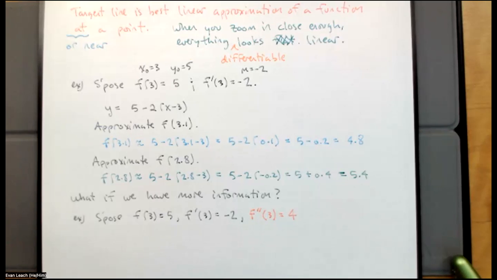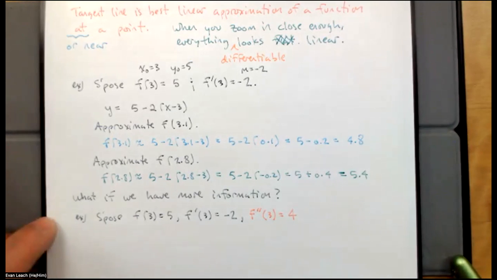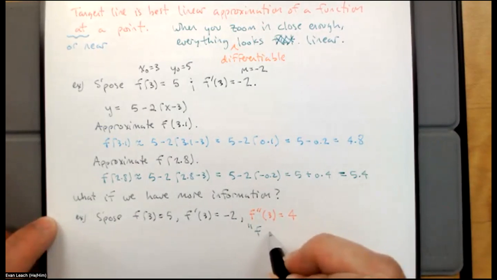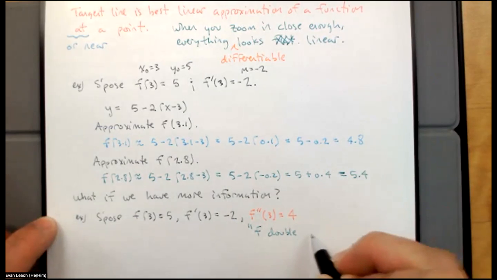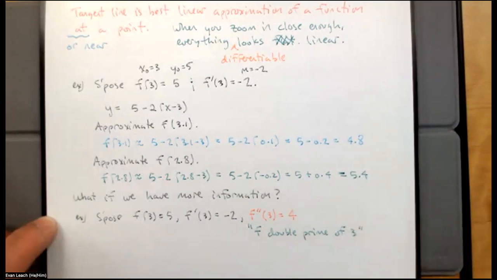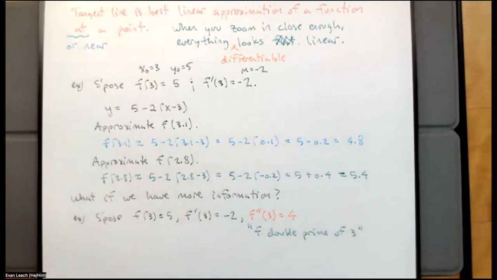I know that f prime of 3 is the derivative, but now I have 2 primes on this f. I have f double prime of 3. So we pronounce this f double prime of 3. So now we have to talk about derivatives and the order of derivatives. f prime of 3 is the first derivative.